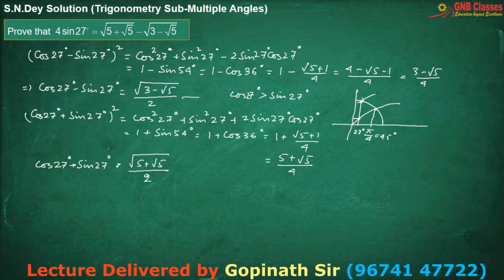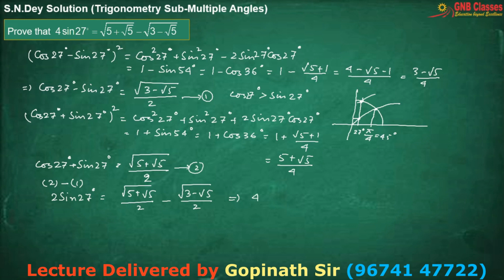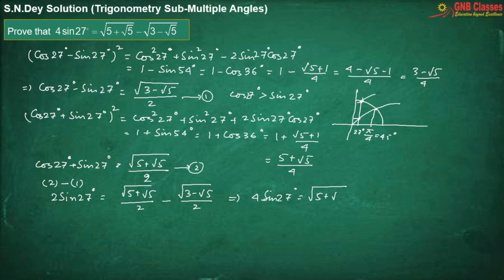Now, this is my first equation and this is my second equation. We are subtracting 1 from 2. We are getting 2 sine 27 degrees equals to, that implies 4 sine 27 degrees equals to. Is it clear to all of you? Hence proved. You will find many problems of this kind in the exercise. Okay, now let us move to the next problem.